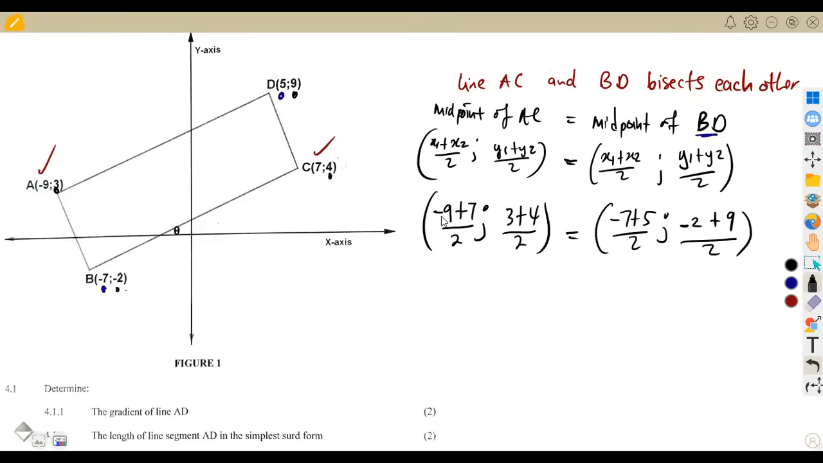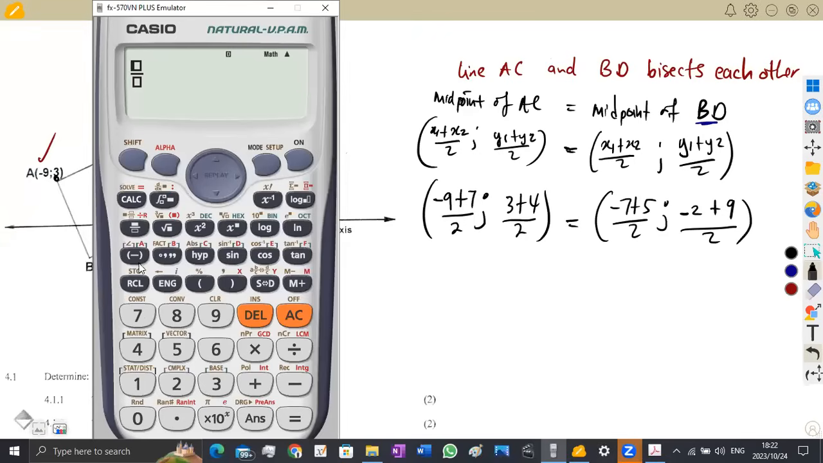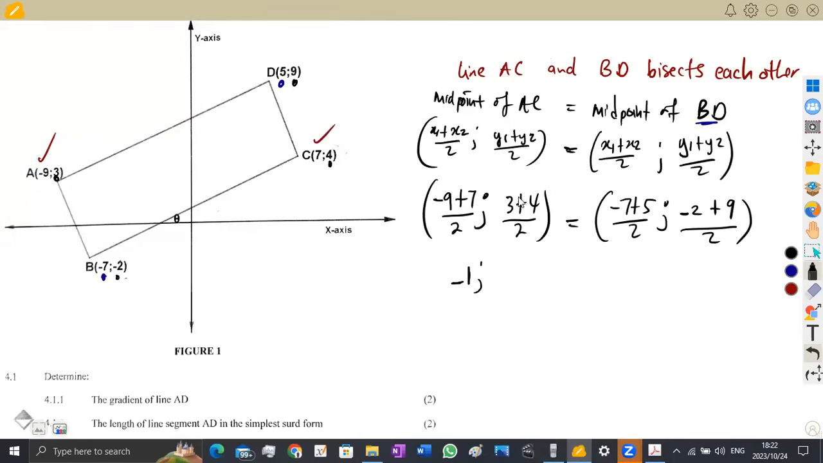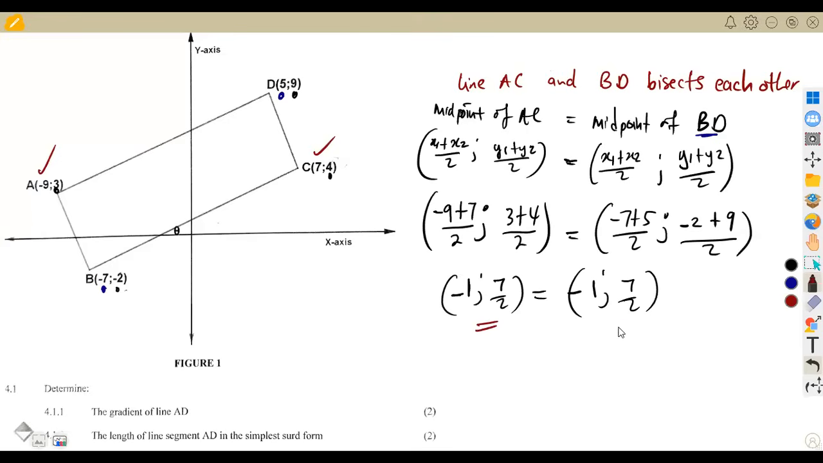All right, let's see. Here we can use the calculator, but this is direct. It's going to be -2 over 2, which is -1. Just use your calculator if it is possible. Then 3 plus 4 is 7 over 2. For BD, -7 plus 5 is -2 over 2, which is -1. Also here, -2 plus 9 is 7 over 2. As you can see, the answers that we are obtaining at the end are the same, the one we calculated from AC and the one we calculated from BD.